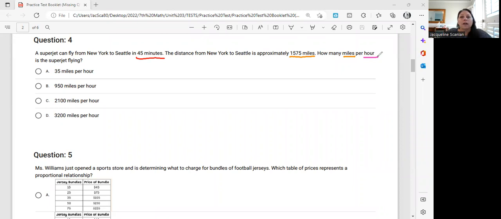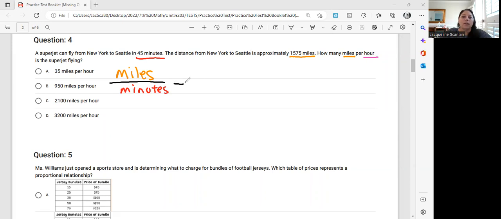So when we go to set up our proportion or our setup, we're going to have to really think about this. All right, so we've got a couple options. The first thing I'm going to do, though, is focus on my miles per minutes. So I'm going to go ahead and write this as miles per fraction bar minutes, because that's what I'm given in that first sentence.